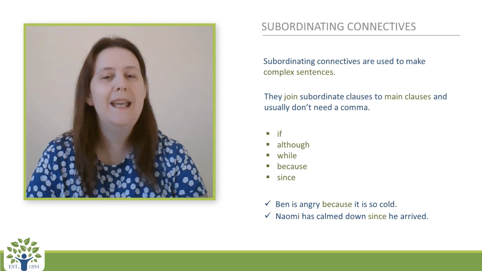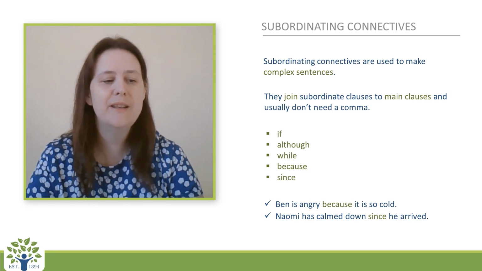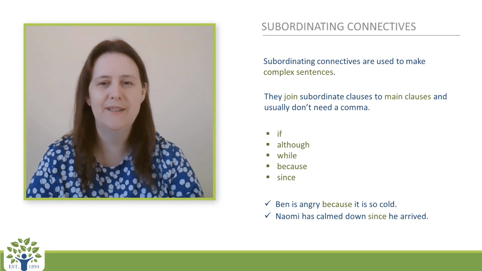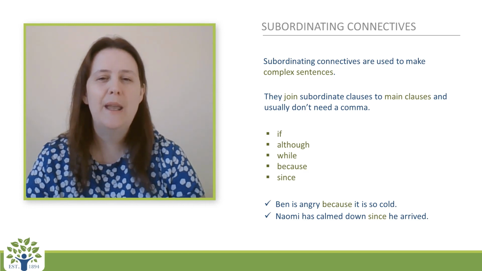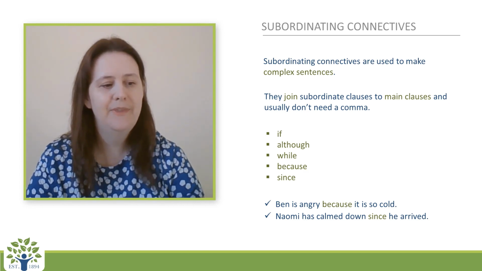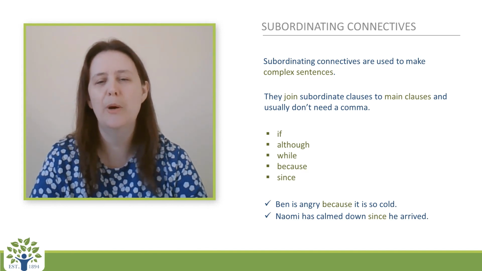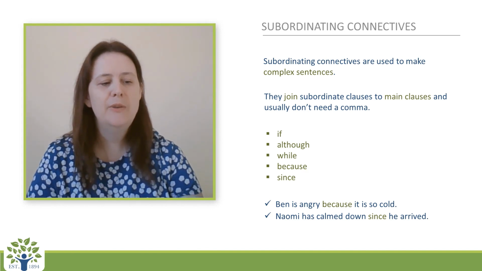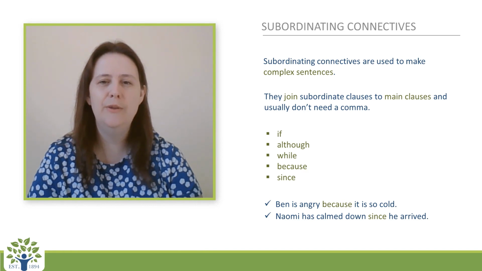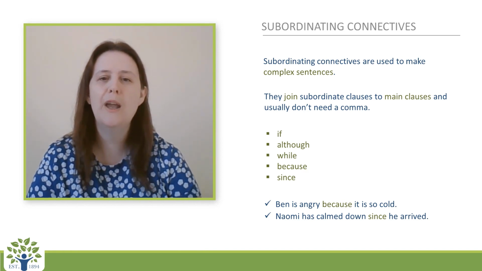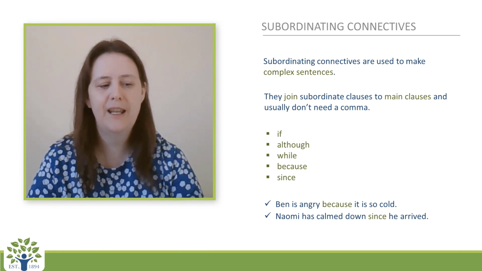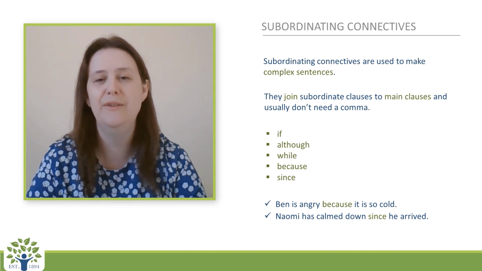A more complicated way of using connectives is to use something called subordinating connectives. These are used to make complex sentences. They join subordinate clauses to main clauses, and you don't usually use a comma when you use them. Some examples of the connectives that you can use are things like if, although, while, because, or since. And here's a couple of examples of how to use them.